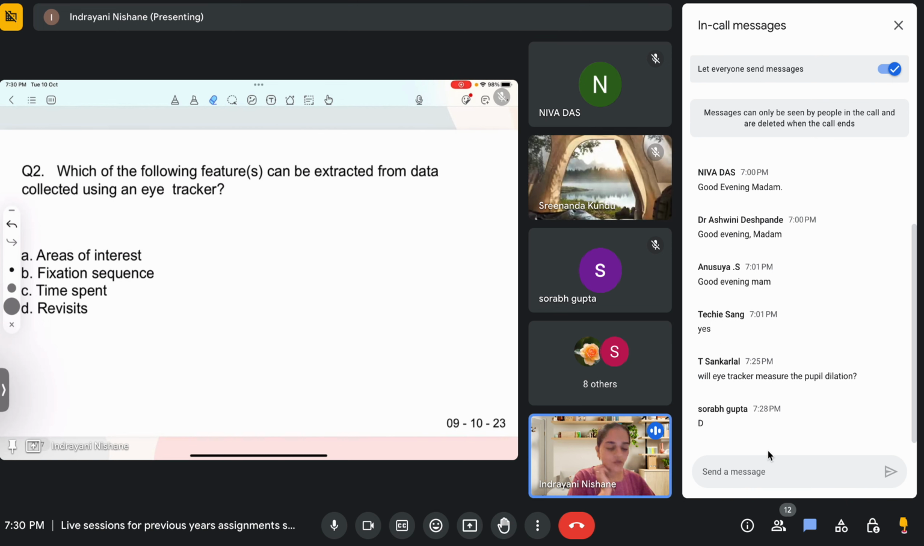Okay, so moving on to question 2. Which of the following features can be extracted from data collected using an eye tracker? So this should be easy. Area of interest, fixation sequence, time spent, and revisits. Fixation sequence, okay, there are multiple answers to this question.